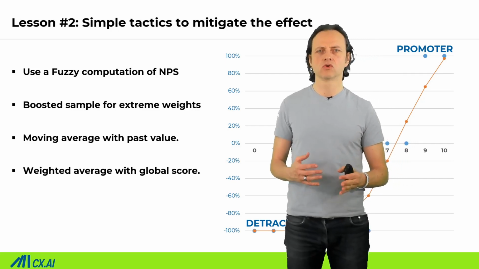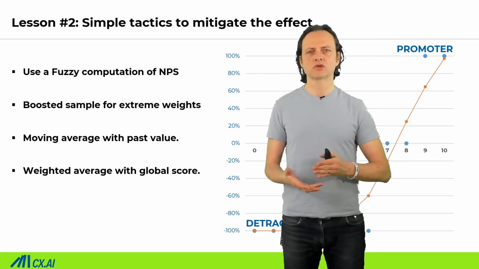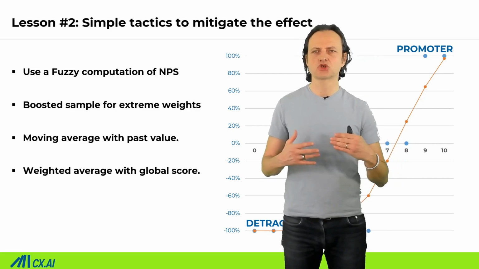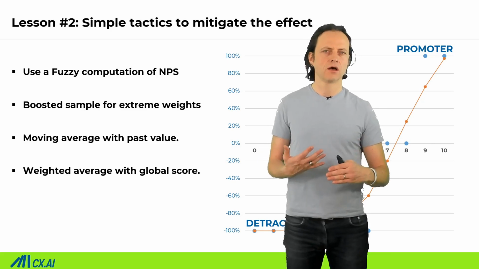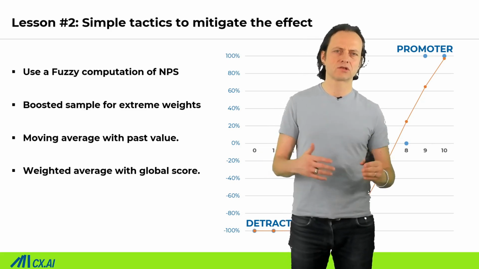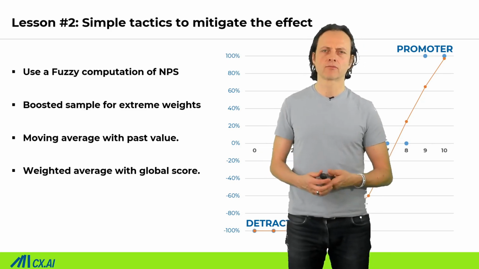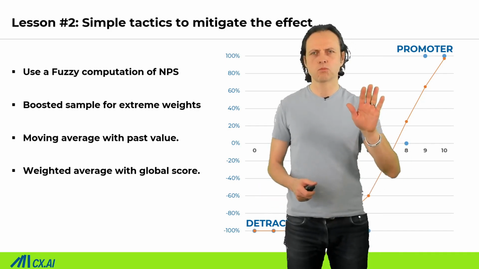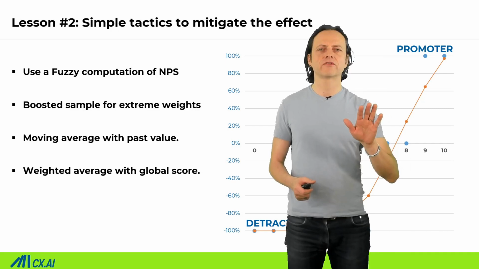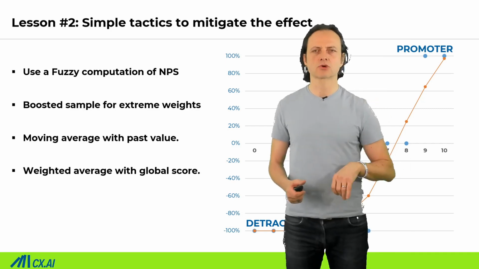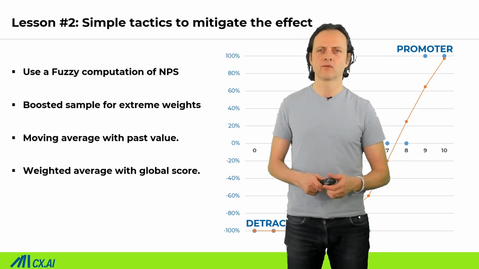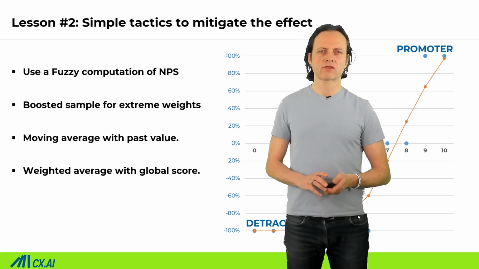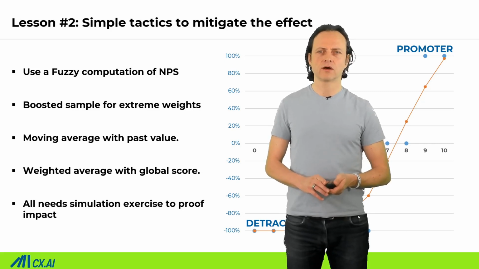You could also average that with some benchmark, for instance the same segment or the global score. So if the general trend is upwards, typically there's a good chance that the specific trend is also upwards. So that's another thing you can do.